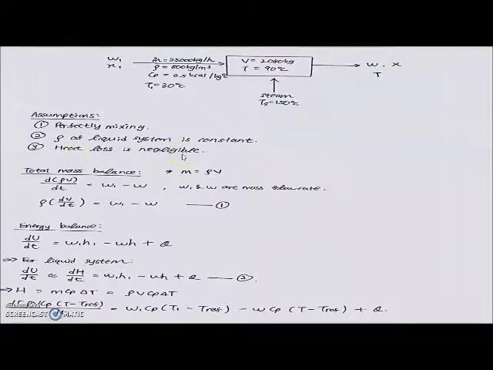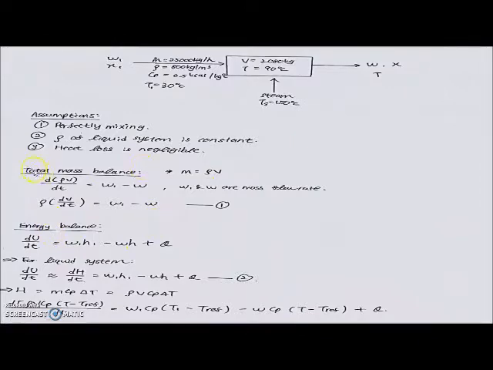And these 3 are the most basic assumptions that we have to make to solve this question. And then the next step is the balancing. There are 3 main balances here: the total mass balance, component balance, and energy balance. Since the question states it is a pure liquid system, we don't need to do the component balance. So the left over here will be the total mass balance and the energy balance.